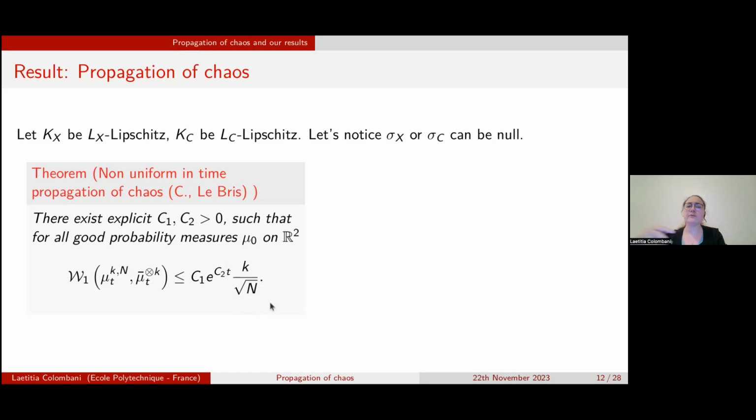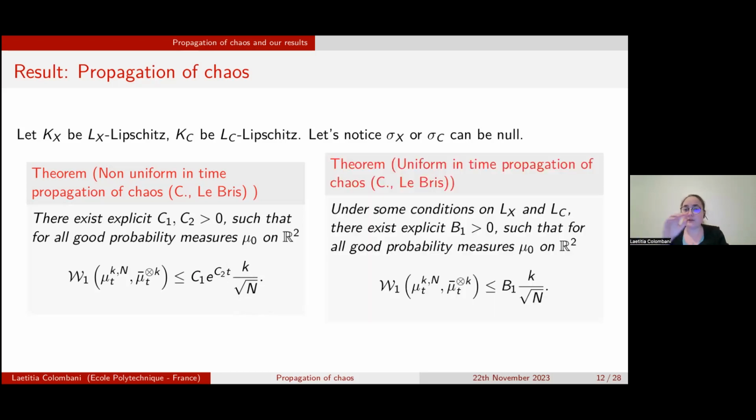So we wanted to have a better result, with a uniformity in time of the propagation of chaos. To do so, we need some conditions on L_x and L_c, the Lipschitz constants. And in this case, we can control the distance to be lower than K over square root of n. And we don't have any dependency in t, and we don't have any exponential of t. It was the main point. What I didn't say about the conditions on L_x and L_c is that they need to be small enough. We have some explicit bounds, so it depends on the parameters, and the explicit bounds are given by some computations. It's not as easy as L_x needs to be lower than 1. We need to do some computations, but we have some explicit conditions.